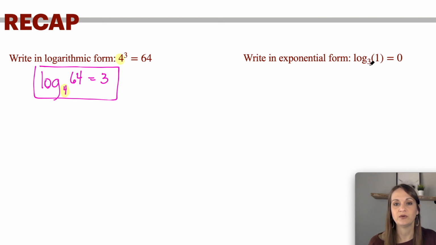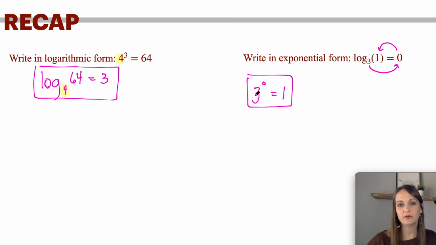In this case, you would write 3 raised to the 0 is going to equal the number 1. So if you have it in log form, you can rewrite it as an exponential, and if you have the exponential form, you can rewrite it as a log.